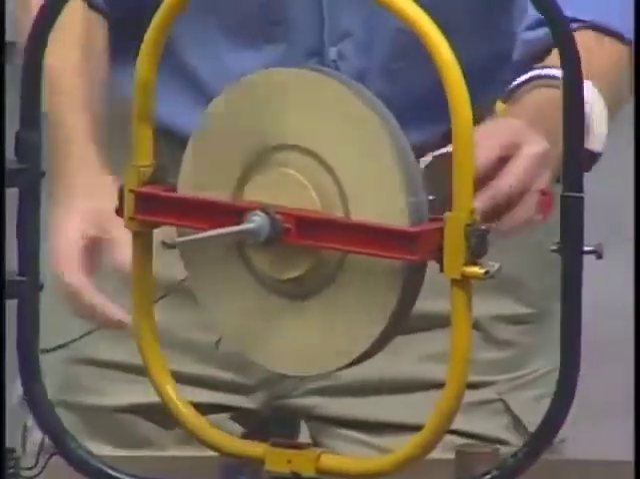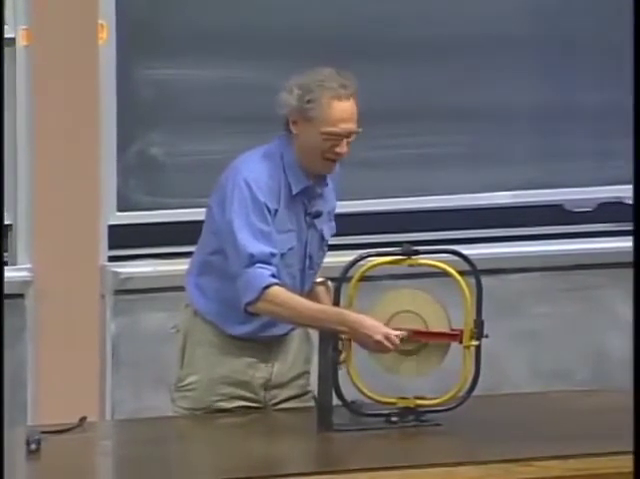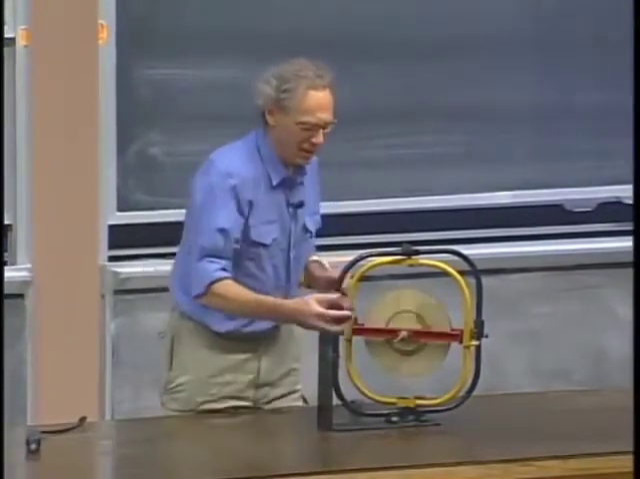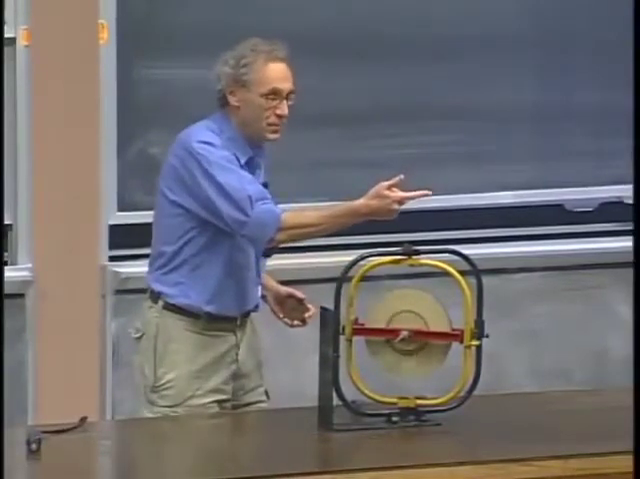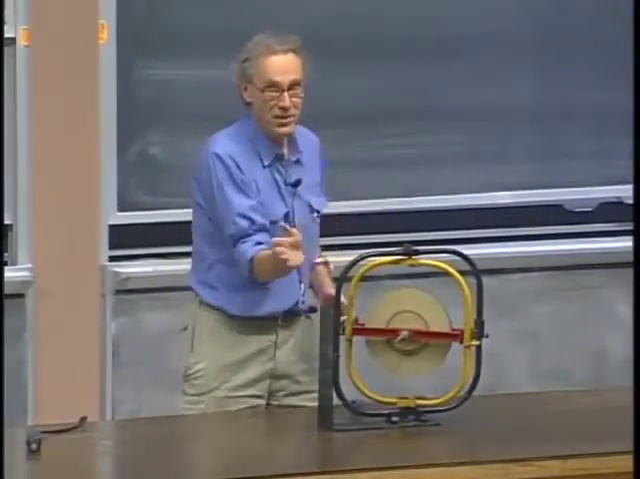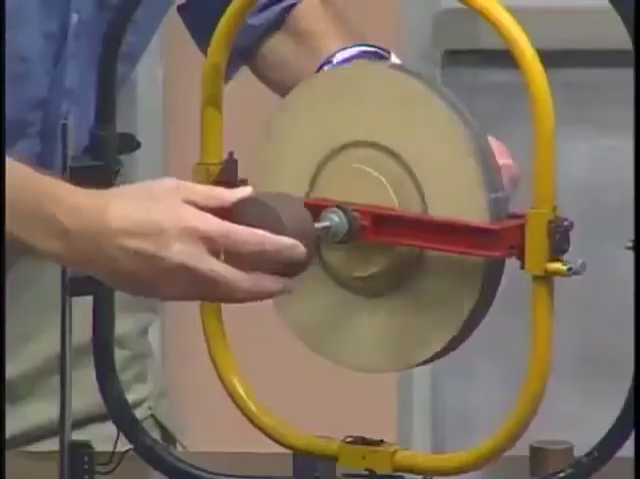What happens now if I put the weight on this side? So I change the direction of the torque. If I put it on this side, torque is now in this direction. Spin angular momentum is in this direction. It's going to reverse direction. There we go. And you see it does.